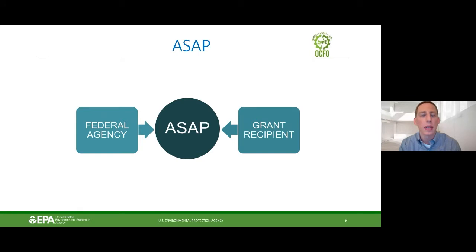This is just a diagram to show you kind of an overview of how ASAP works. Federal agencies use ASAP and grant recipients use ASAP also. So even though we're the EPA, we don't actually have any control over ASAP because we are just a federal agency using the system.